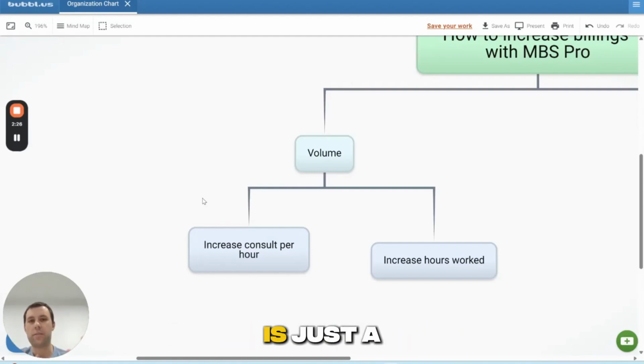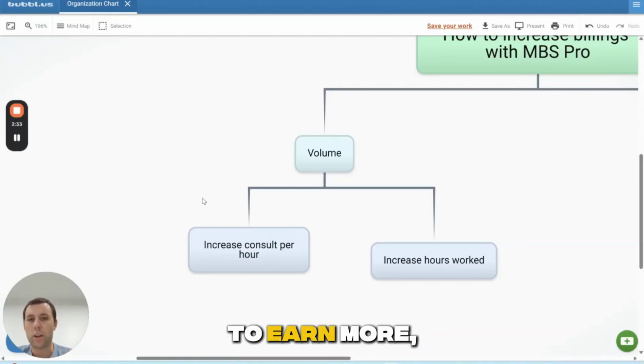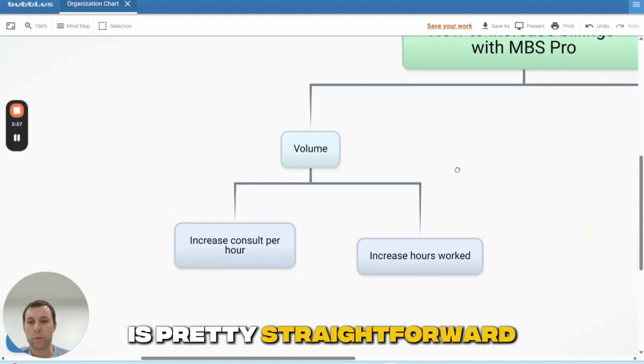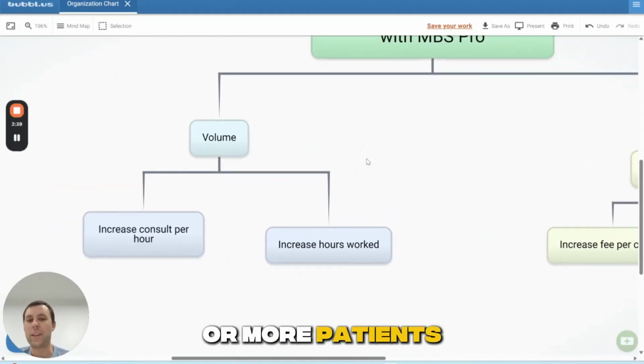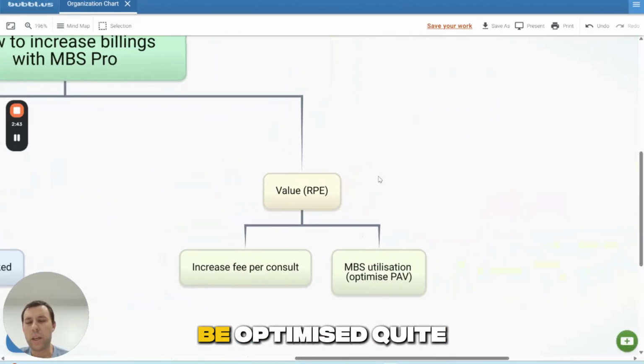But again, this is just a conceptual framework, not passing judgment on how anyone practices. I'm just saying if you wanted to earn more, this is how you would do it. So volume is pretty straightforward, either more hours worked or more patients seen per hour worked. In terms of value, this can be optimized quite a bit. We're going to talk more about that in our next video, how to bill $1 million.